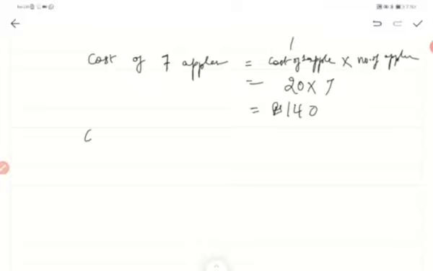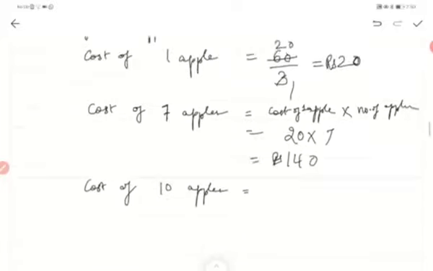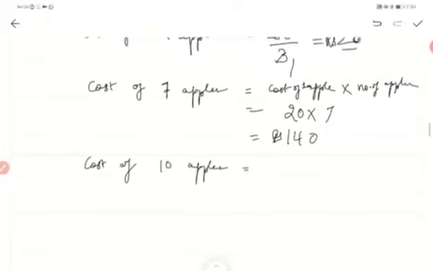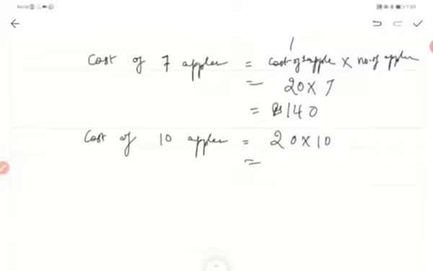Now tell me what will be the cost of 10 apples. I know that 1 apple's cost is 20. So 20 into 10 will give me the cost of 10 apples. That is, it costs me 200 rupees, isn't it?